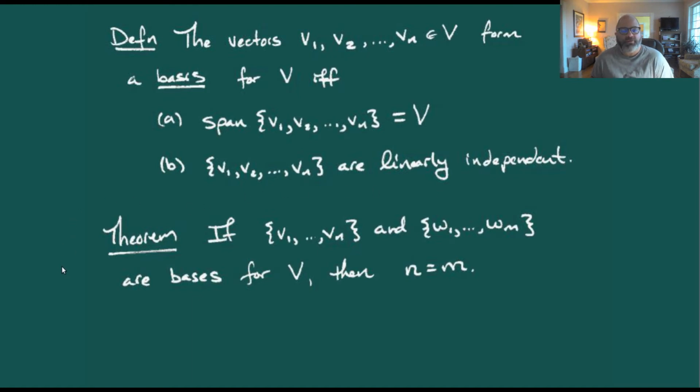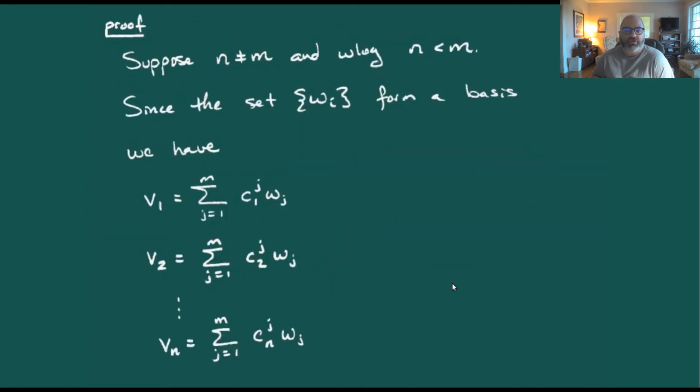A theorem that we get from this is that if v1 up to vn and w1 up to w sub m are bases for this vector space V, then the number of elements in those bases are going to be equal. This is a little bit involved, but it ends up being a big deal, because it really tells us that our notion of dimension is well defined. So let's look at how the proof might go.